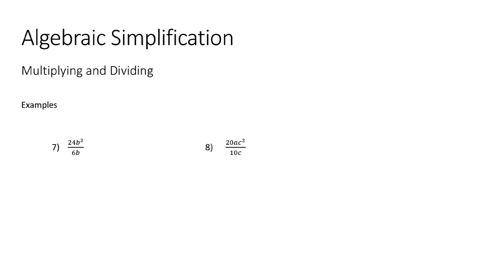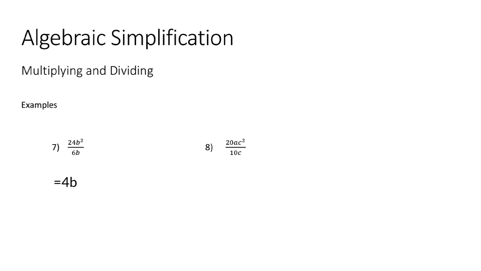Okay, last couple then. We have got, for number 7, 24b squared over 6b. This time it's slightly different again. I've actually got common factors on the numerator and the denominator for numbers and letters. The common factor for the numbers is going to be 6, and the common factor for the letters is going to be b. So what I'm looking to do here is divide 24b squared by 6b. I'm going to start with the numbers again. So 24 divided by 6 is going to give me 4. And we know that x times x is x squared. So logically, b times b is going to be b squared. b squared divided by b is going to leave me with b. So 24b squared divided by 6b is equal to 4b.